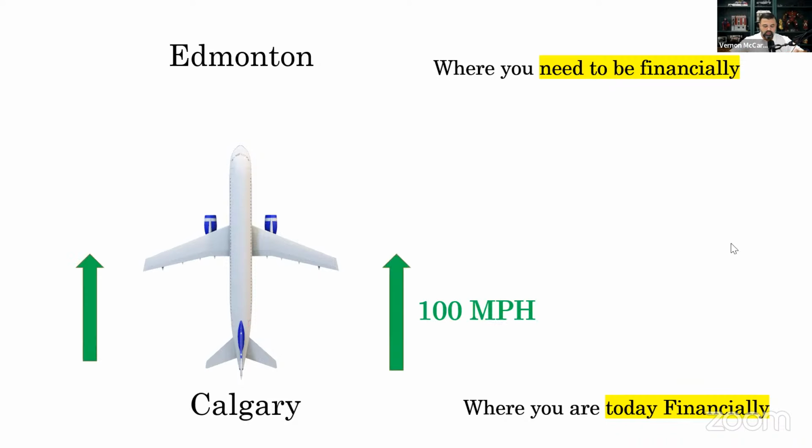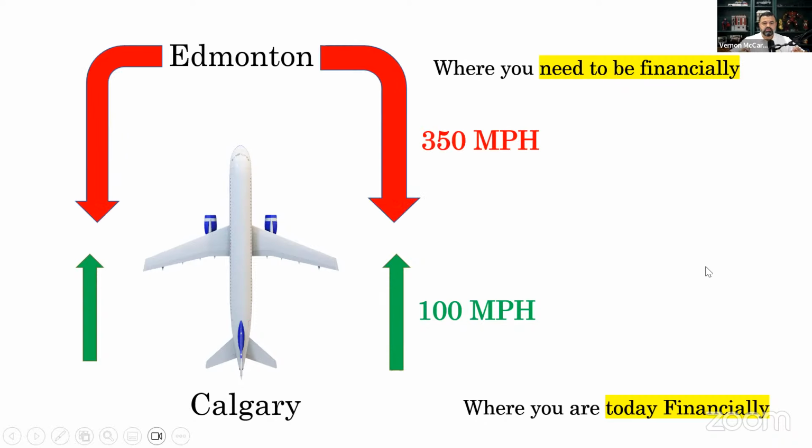So we have a ground speed of 100 miles per hour. Shout out to our American friends, we're not using kilometers in this example. We're using miles per hour. Okay, but the problem is the weather says that there's a 350 mile an hour headwind. This is representing the interest that you're paying.